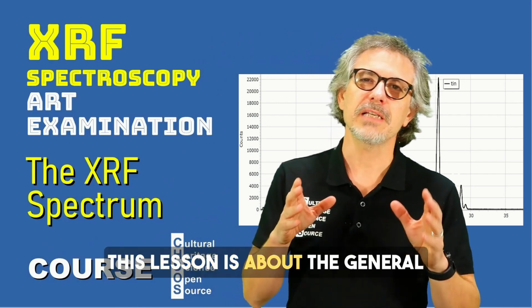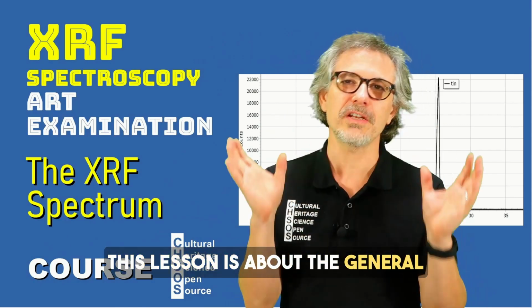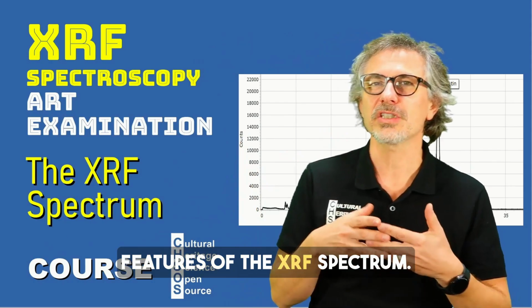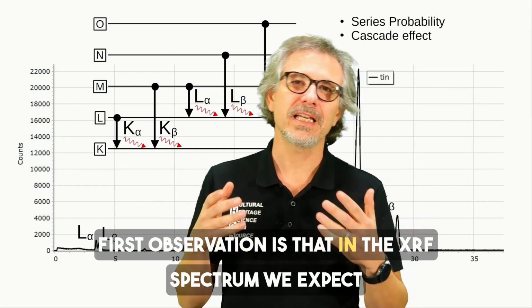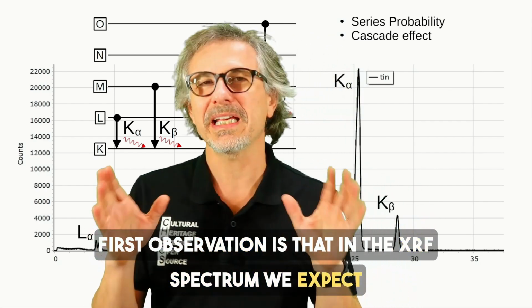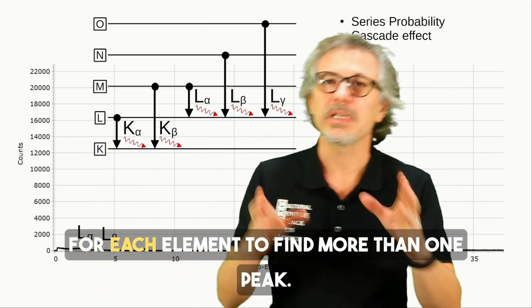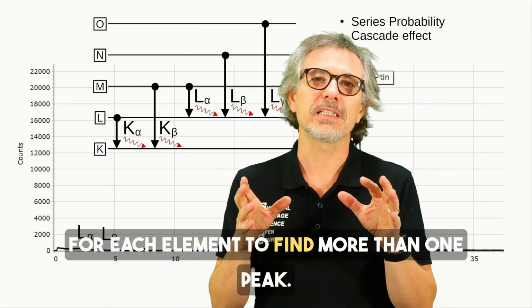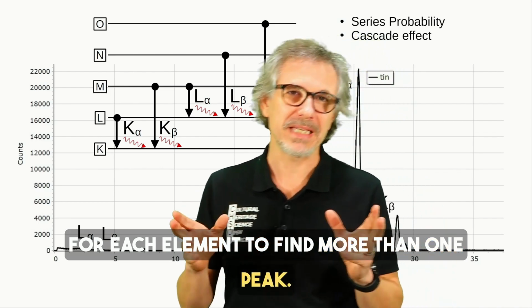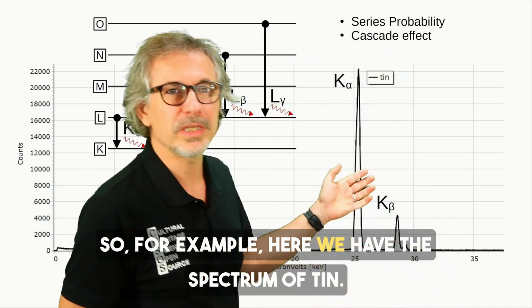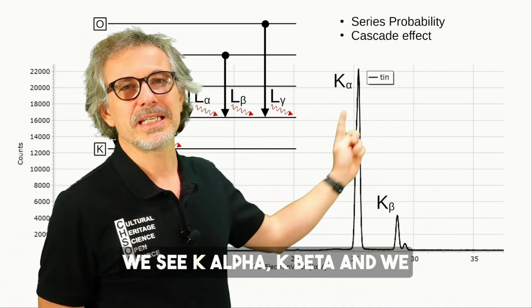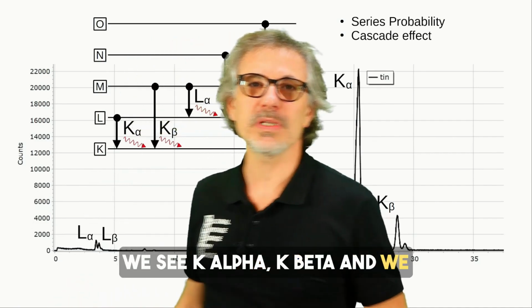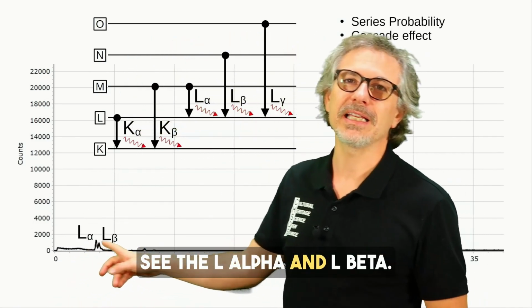This lesson is about the general features of the XRF spectrum. First observation is that in the XRF spectrum we expect for each element to find more than one peak. So, for example, here we have the spectrum of tin. We see K alpha, K beta, and we see the L alpha and L beta.